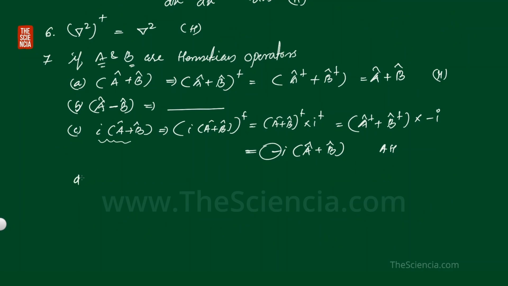Another one, that is i(A cap minus B cap). I think you can do it. It is a simple one. So the final answer is that it is anti-Hermitian. Do it with the same procedure, right?